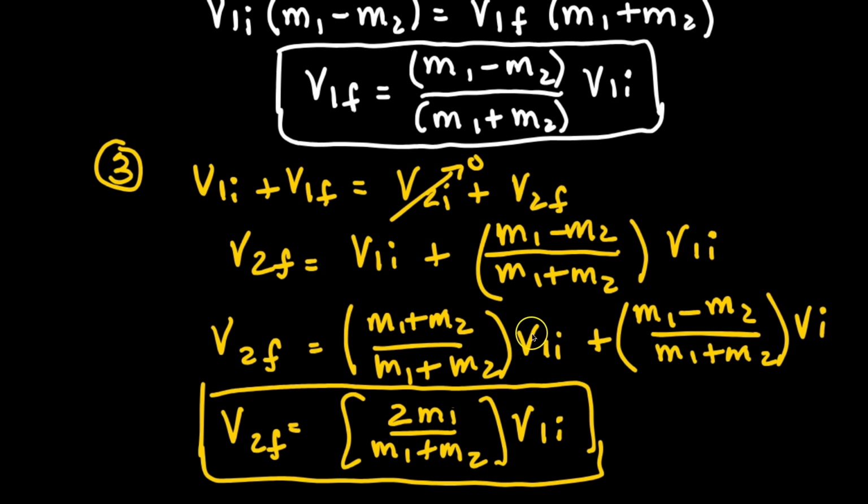Basically, I'm multiplying this term by 1, but now I have common denominators, so I can add the terms inside the parentheses, and the m2 will cancel out, which leaves me with 2m1 over m1 plus m2. And so v2 final is equal to 2m1 divided by m1 plus m2 times v1 initial.